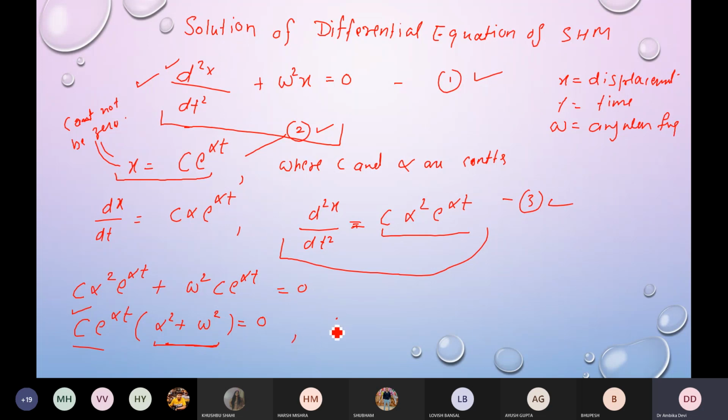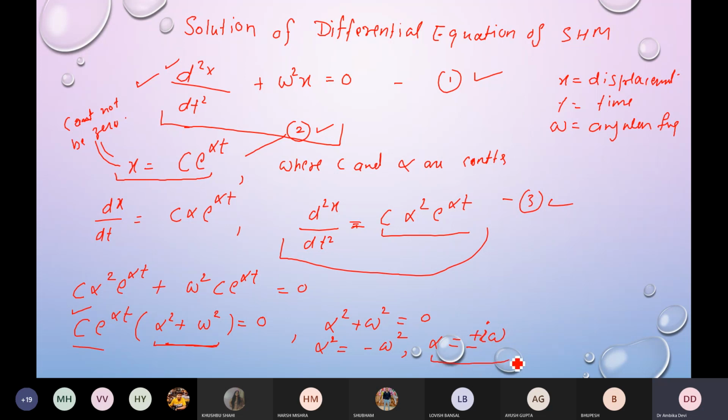Okay, so what does it mean? Alpha square plus omega square is equal to 0, which means that alpha square is equal to minus of omega square, which means that alpha is equal to plus minus iota omega. Okay, because if you take the under root, then under root of minus 1 will be equal to iota. So alpha is equal to plus minus iota omega. Okay, so it means that we have two values of alpha.